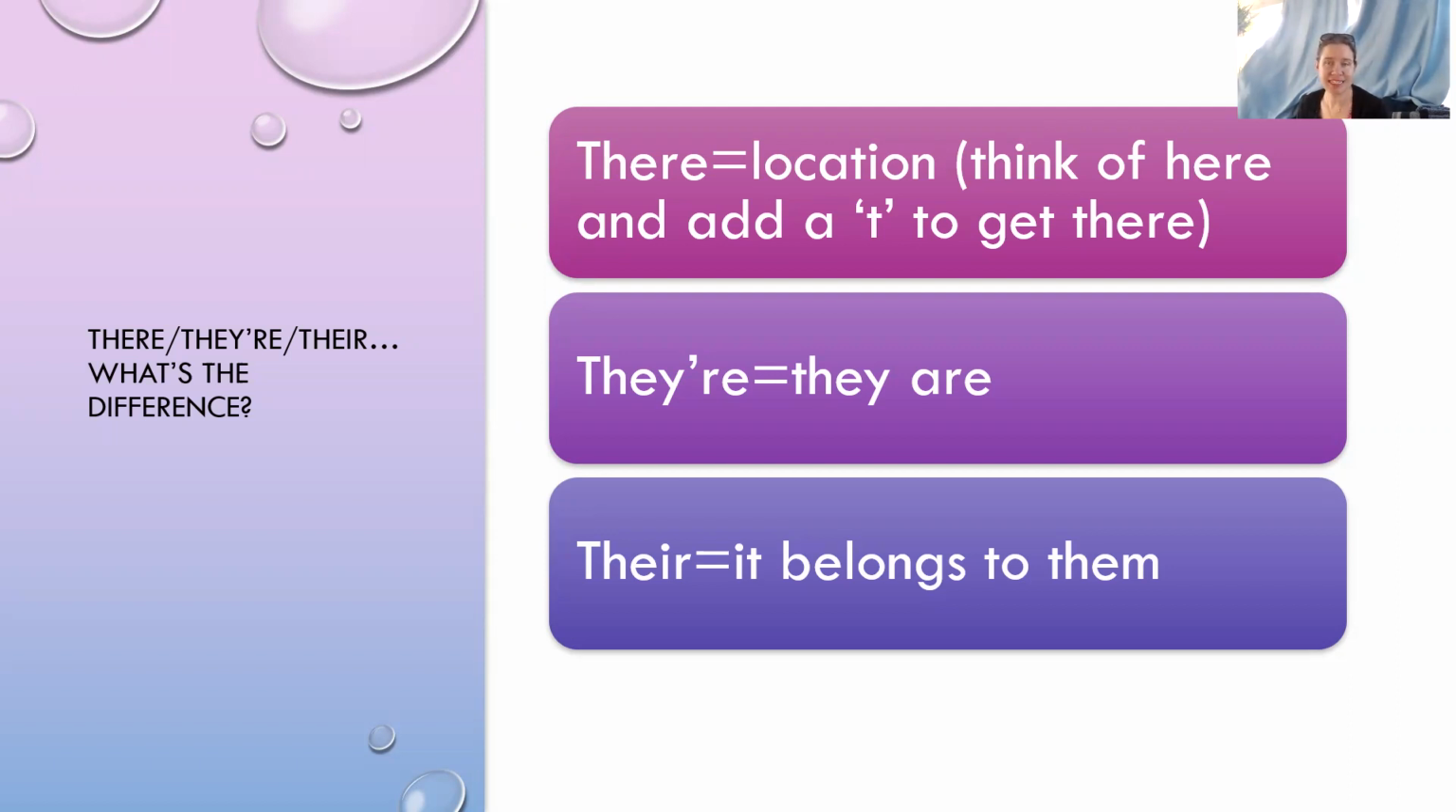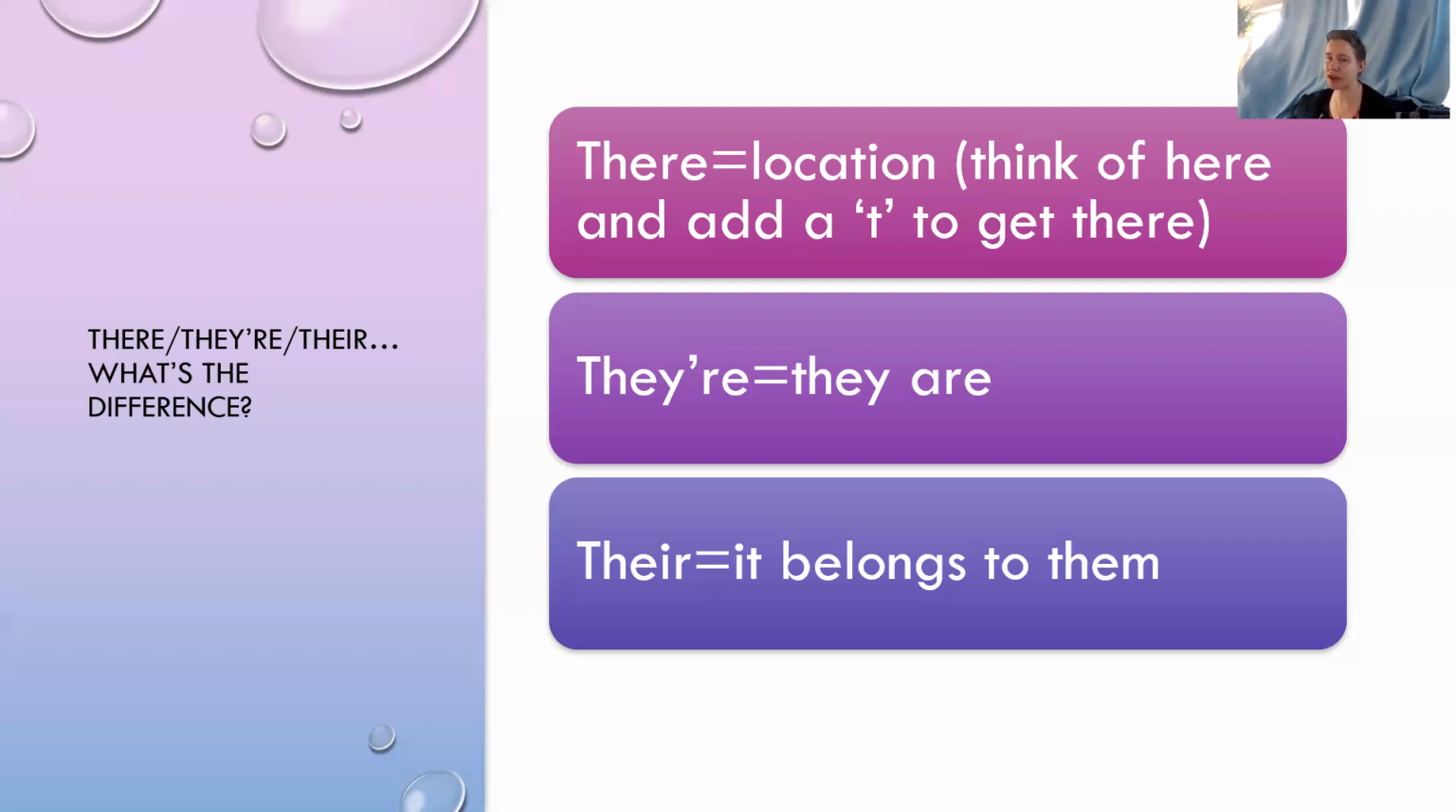For they're, T-H-E-Y apostrophe R-E, you have a contraction eliminating one of the letters. To know what this one is, break this into the two parts, they and are, and you'll know if that's the one you really want.